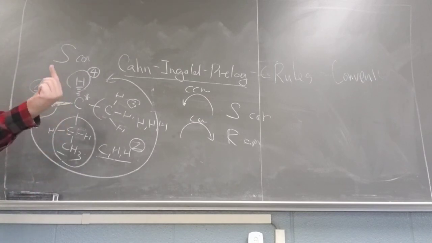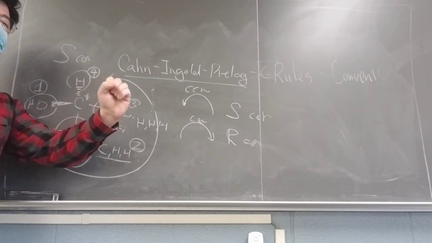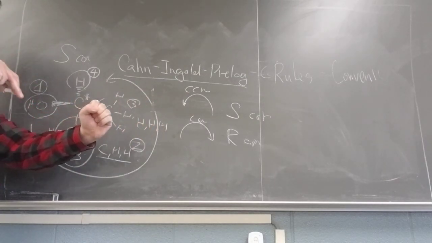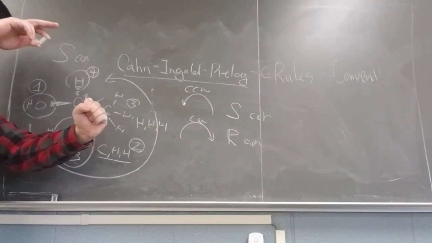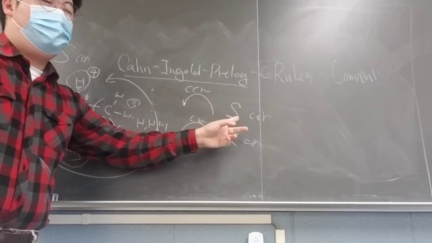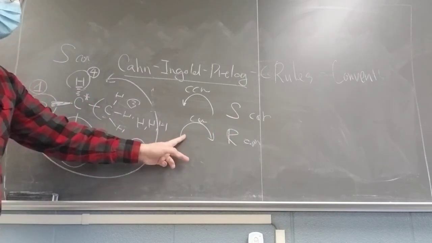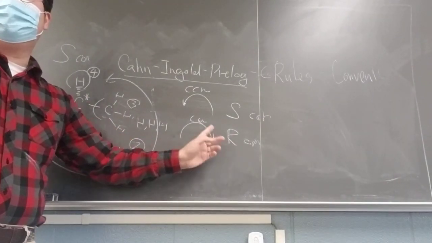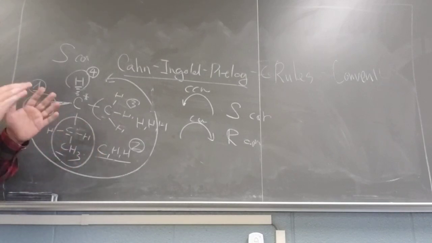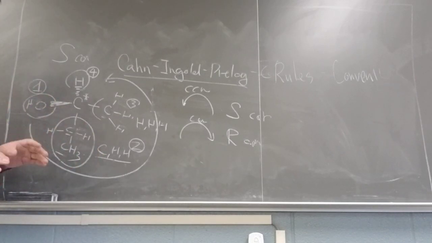Just prioritize the four groups, try to put the least priority group in the back, and look at which way the 1, 2, 3 goes, either clockwise or counterclockwise. If it goes counterclockwise, it's S configuration. If it goes clockwise, it's R configuration. That's all. That's the bottom line. I'll definitely do this again on Friday. Don't worry about it. Okay, but let's talk about this one a lot more on Friday.